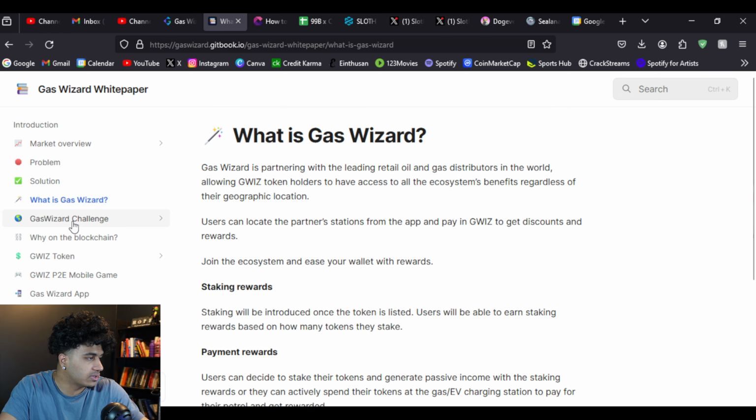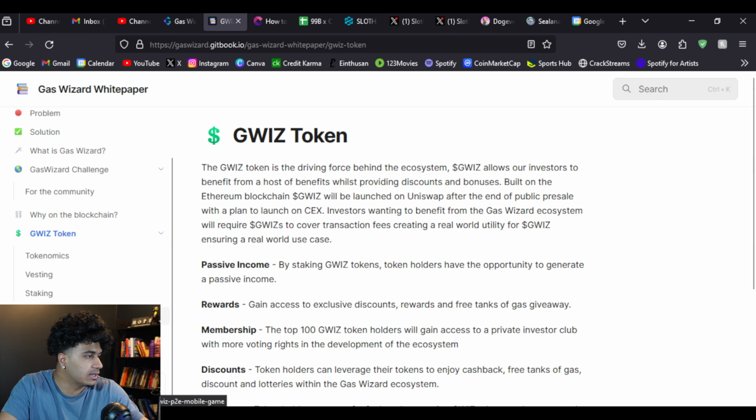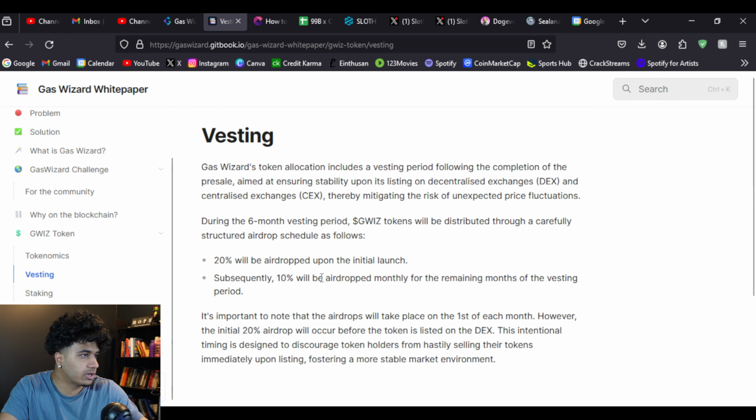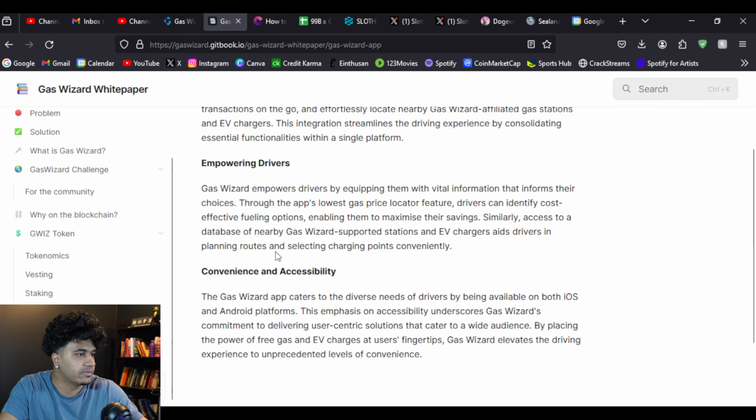Very, very interesting. And guys, this is their white paper, so you can go ahead and take a look at this, take a look at everything that they have going on. They also do have staking rewards. There's a whole vesting section as well, which you should definitely go and check out. And you can see everything else here.